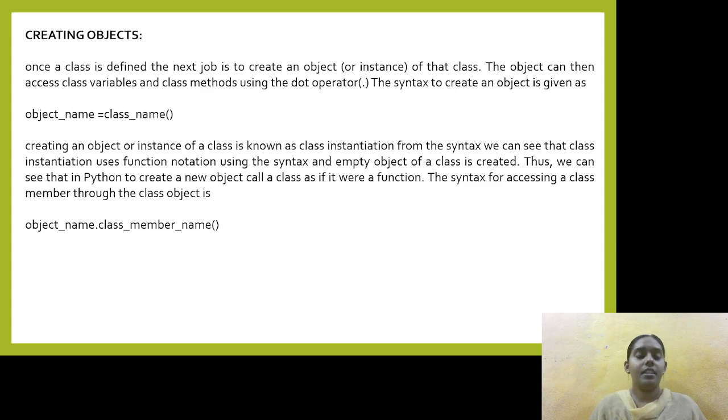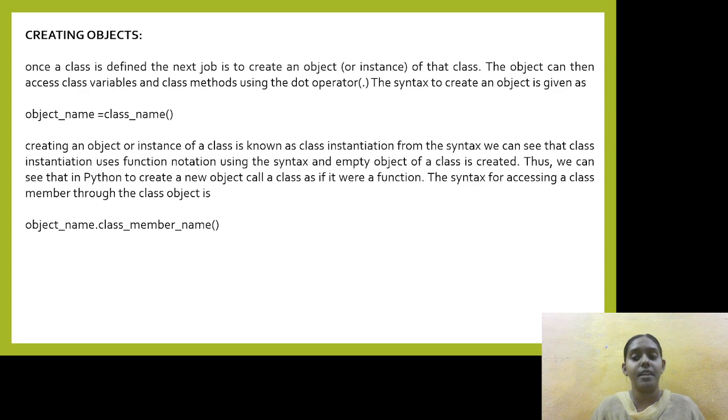And here is creating objects. Once a class is defined, the next job is to create an object or an instance of that class. The object can then access class variables and class methods using the dot operator. The syntax is as given below: object name = class name. Creating an object or instance of a class is known as class instantiation.